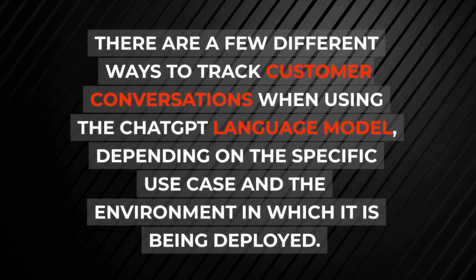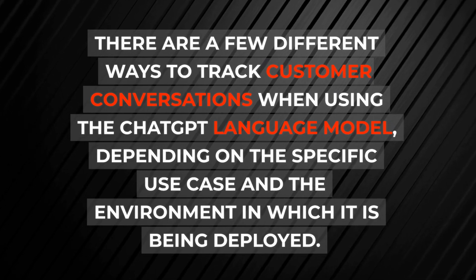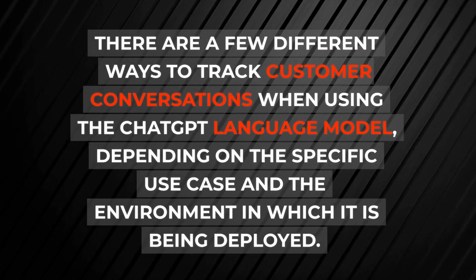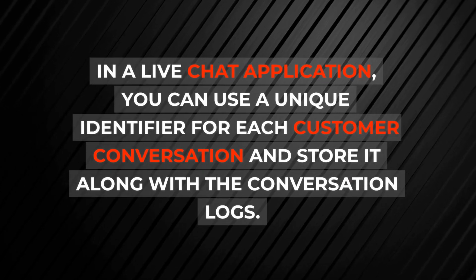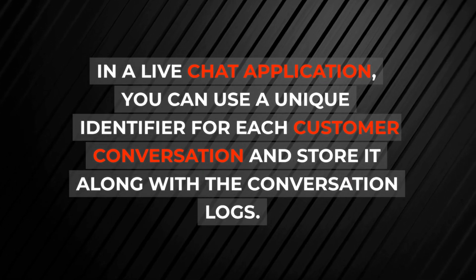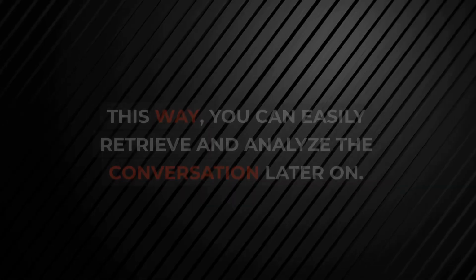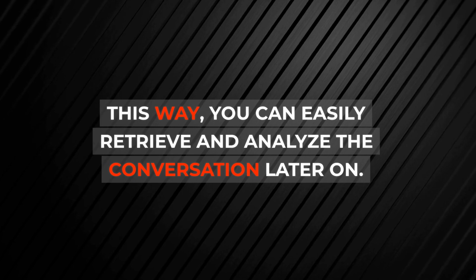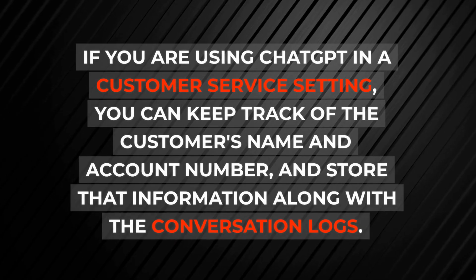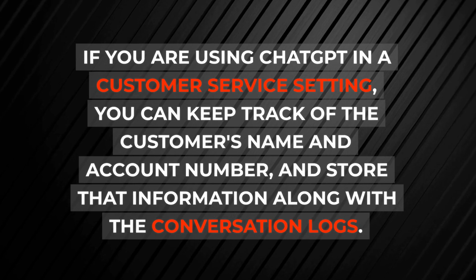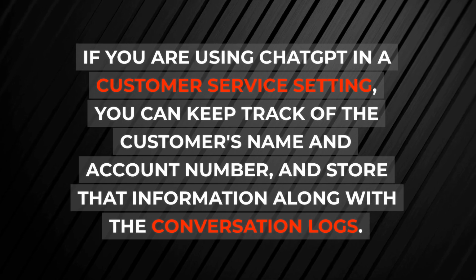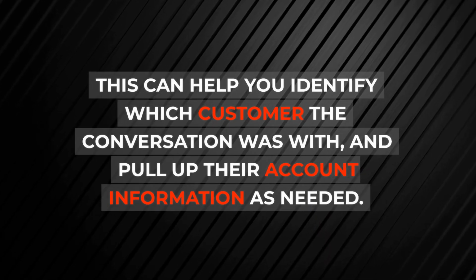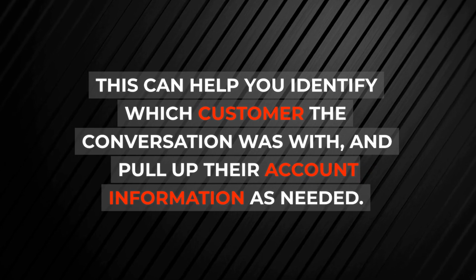There are a few different ways to track customer conversations when using the ChatGPT language model, depending on the specific use case and the environment in which it is being deployed. Here are a few examples. In a live chat application, you can use a unique identifier for each customer conversation and store it along with the conversation logs. This way, you can easily retrieve and analyze the conversation later on. If you are using ChatGPT in a customer service setting, you can keep track of the customer's name and account number, and store that information along with the conversation logs. This can help you identify which customer the conversation was with, and pull up their account information as needed.